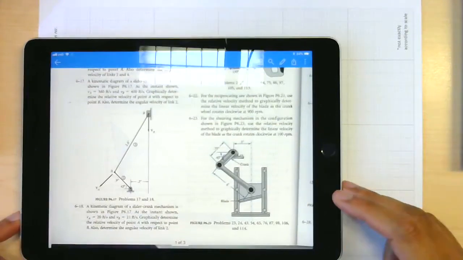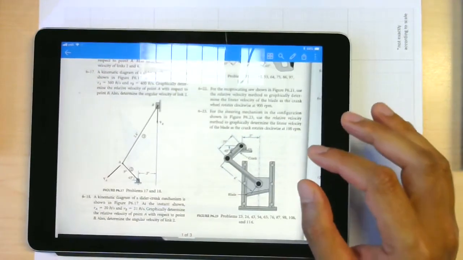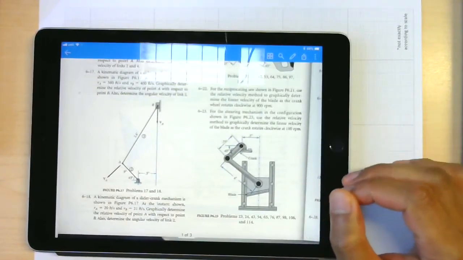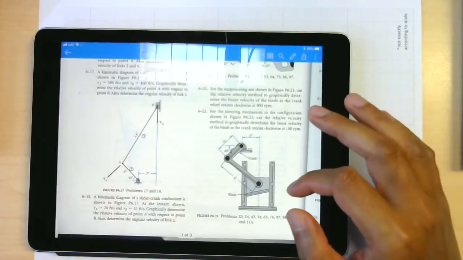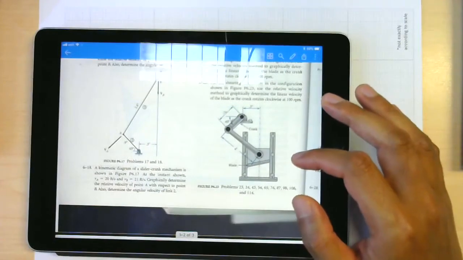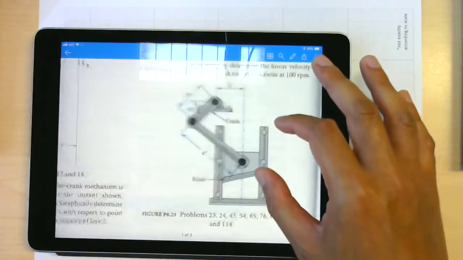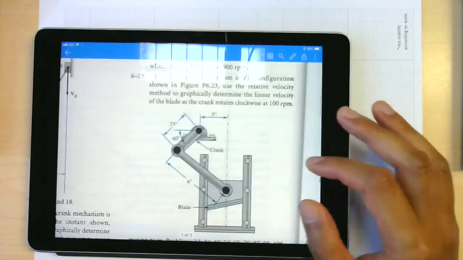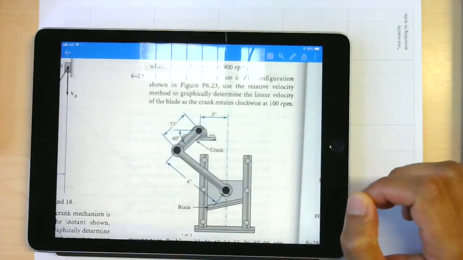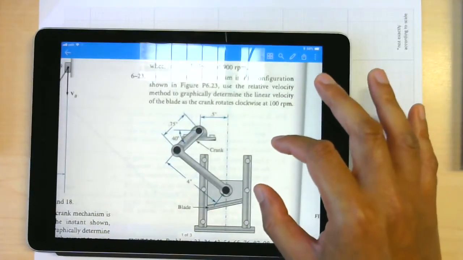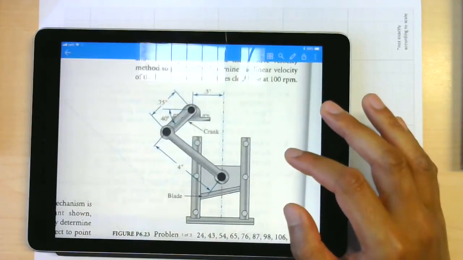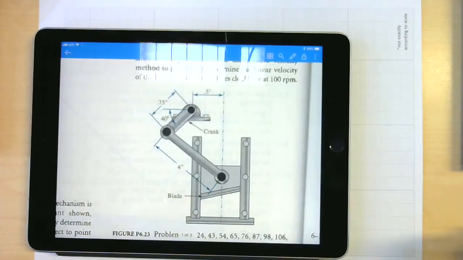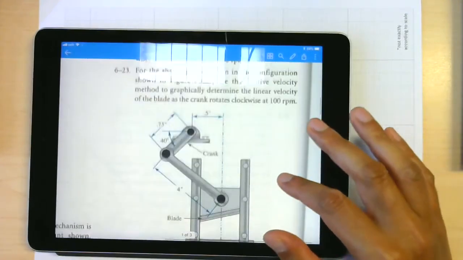Assalamualaikum and good afternoon. So today again we'll be looking at how to solve or find the velocity of certain parts using the graphical method. In this example I'll be using a shearing mechanism, as in figure 6.23 according to the problem, the question that I uploaded to uLearn.